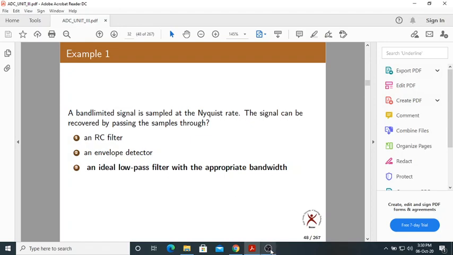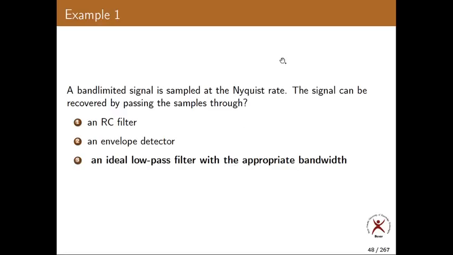Before that, let me go through some of the problems. Here there is a problem on sampling. Now, the problem says a band limited signal is sampled at Nyquist rate. The signal can be recovered by passing the samples through.